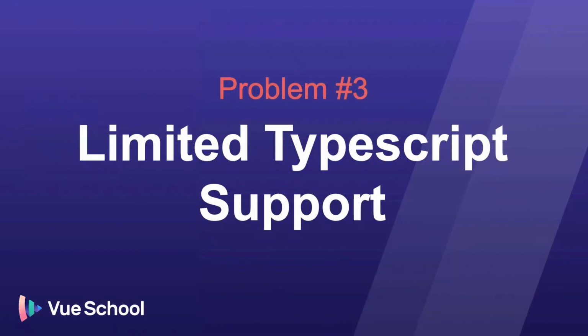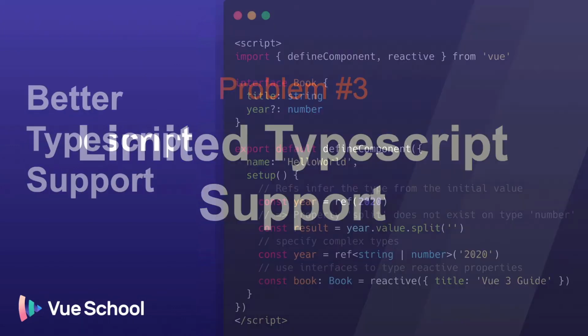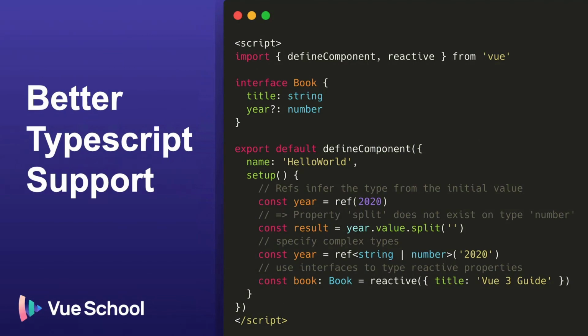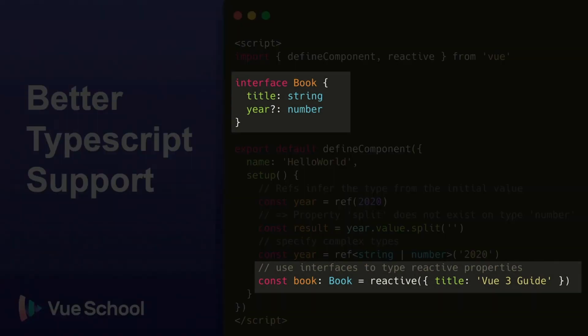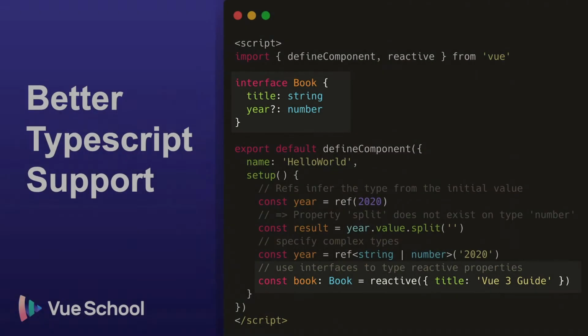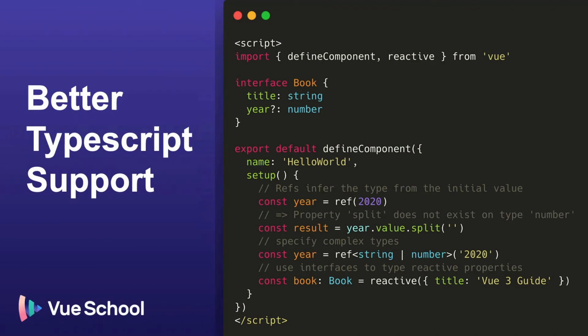Finally, the last issue with Vue 2 and the Options API was that while it did support development with TypeScript, the support was limited at best and painful at worst. However, this all changes with the Composition API. With the Composition API, the initial value of refs can be used to infer their types, as can the value of computed properties be inferred from their return. Interfaces can be used when defining reactive data. And a number of other enhancements made just for TypeScript are now possible.